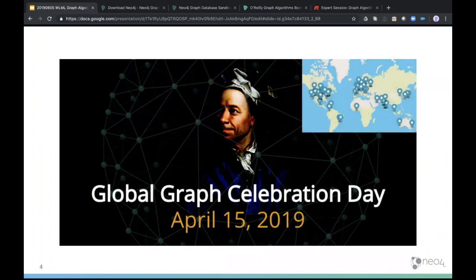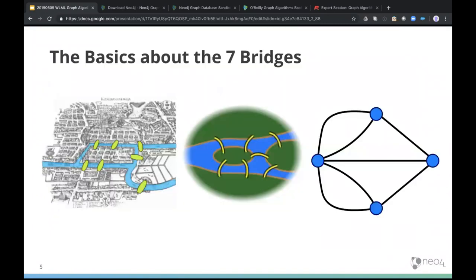And it was a fantastic event, a series of events. We had 81 different events on April 15th all over the world. In Brussels and Amsterdam, we were a little bit late because it was Easter holidays on April 15th, and we did it in May, but we still had a great time.